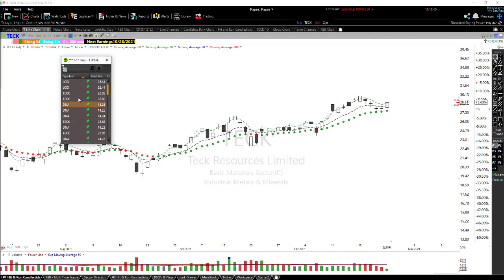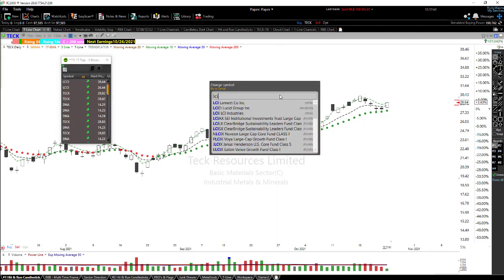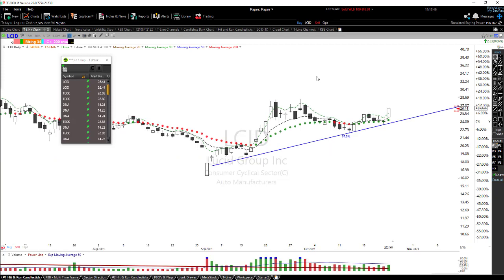Let me make this stay on the top. There we go. Here's LCID. This is the kind of stuff the scanner can do for you.